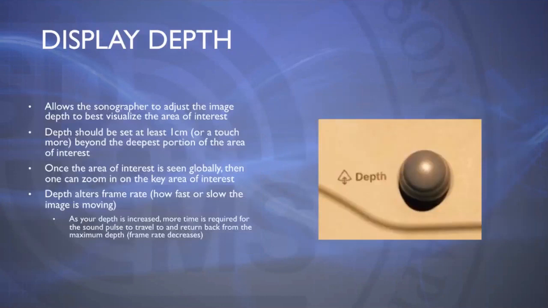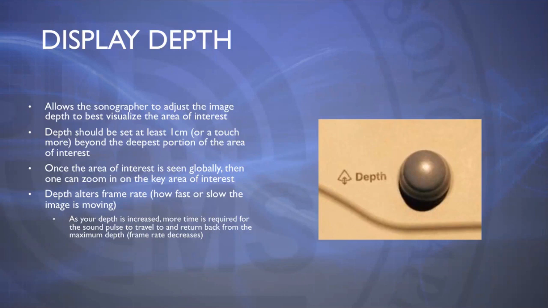Moving on to display depth, this allows the sonographer to adjust the image depth to best visualize the area of interest. Depth normally is set at least a centimeter or a touch more beyond the deepest portion of the area of interest. And once we see this area globally, then we can zoom in on the key area that we want to be looking at.